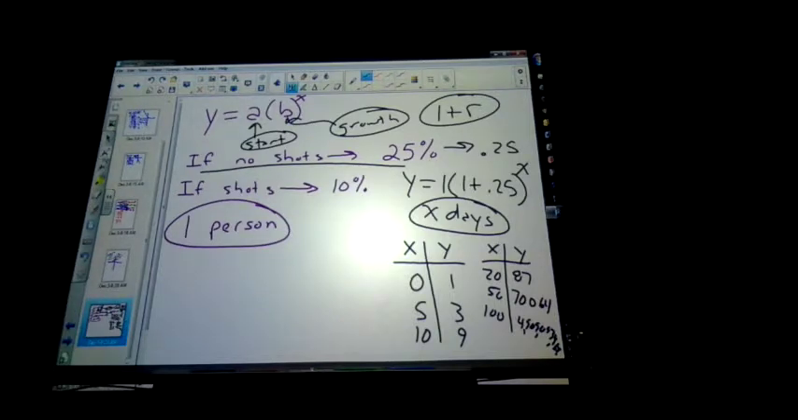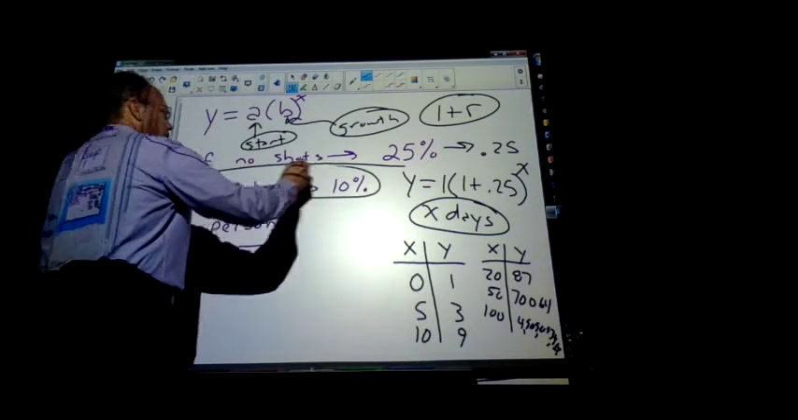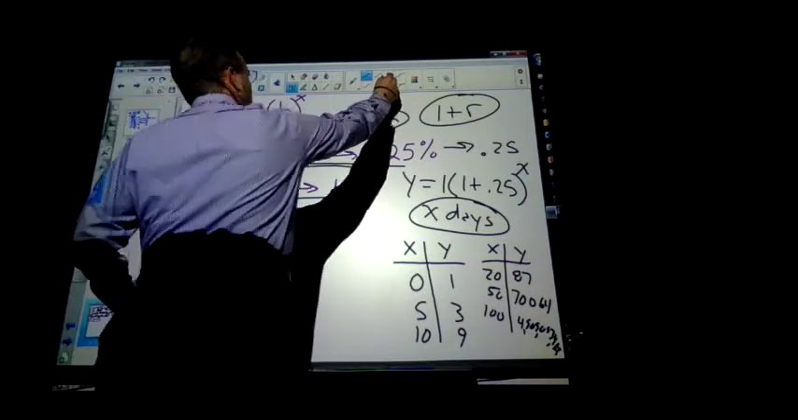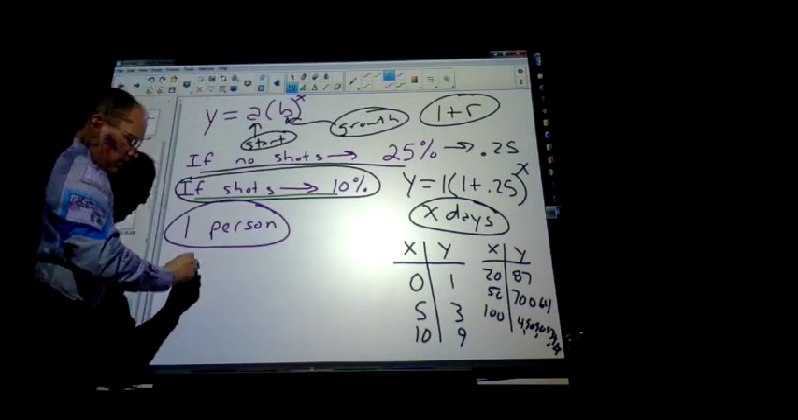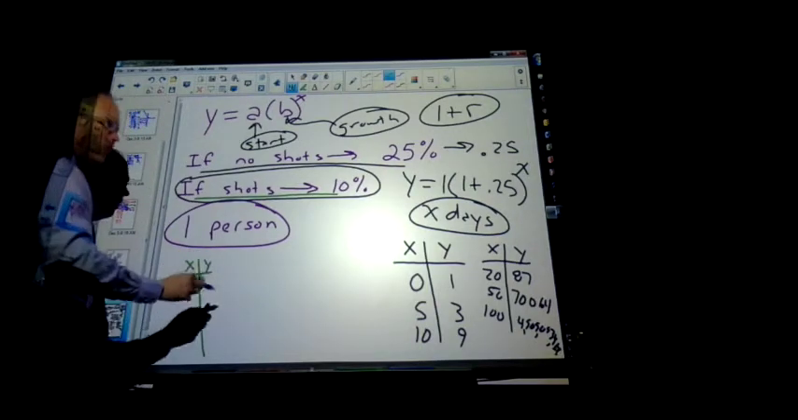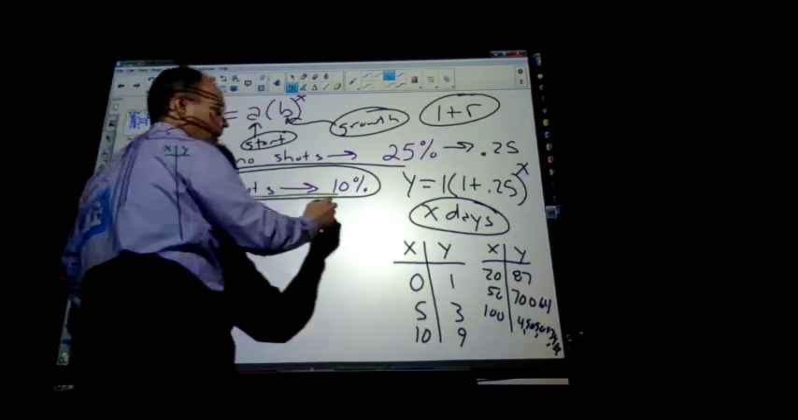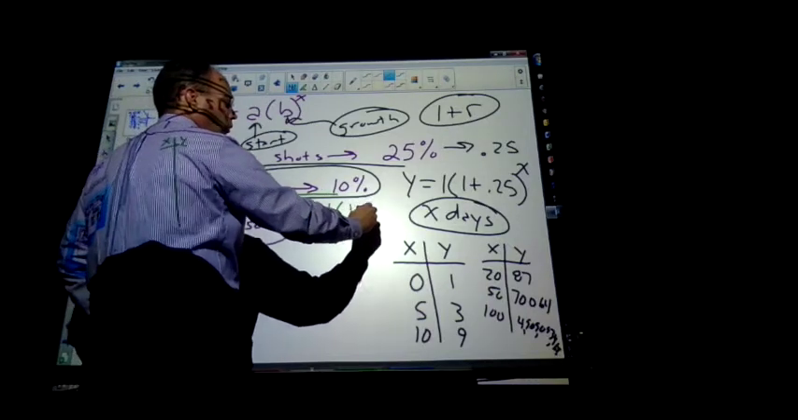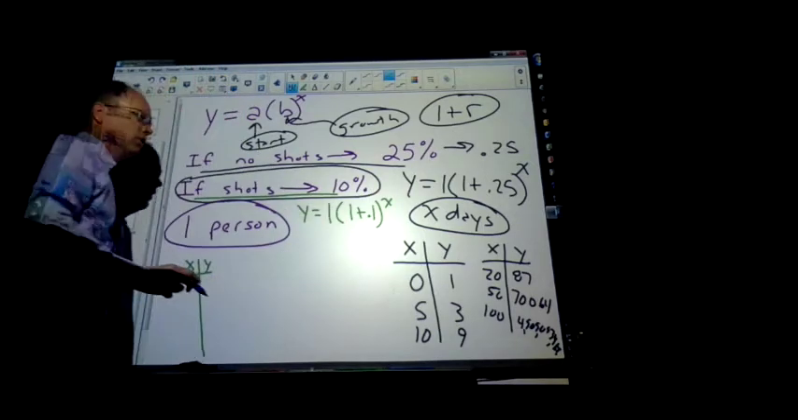Let's say that was the model we were going to run with. But now we're going to realize, hey, we're going to create a vaccine. This vaccine isn't perfect, but it's going to allow, hopefully, fewer people to get the flu. So I'm going to use this one in green. I'm going to use my XY table. My equation is going to be y equals 1 times 1 plus 0.1 raised to the x. And again, x is in days.